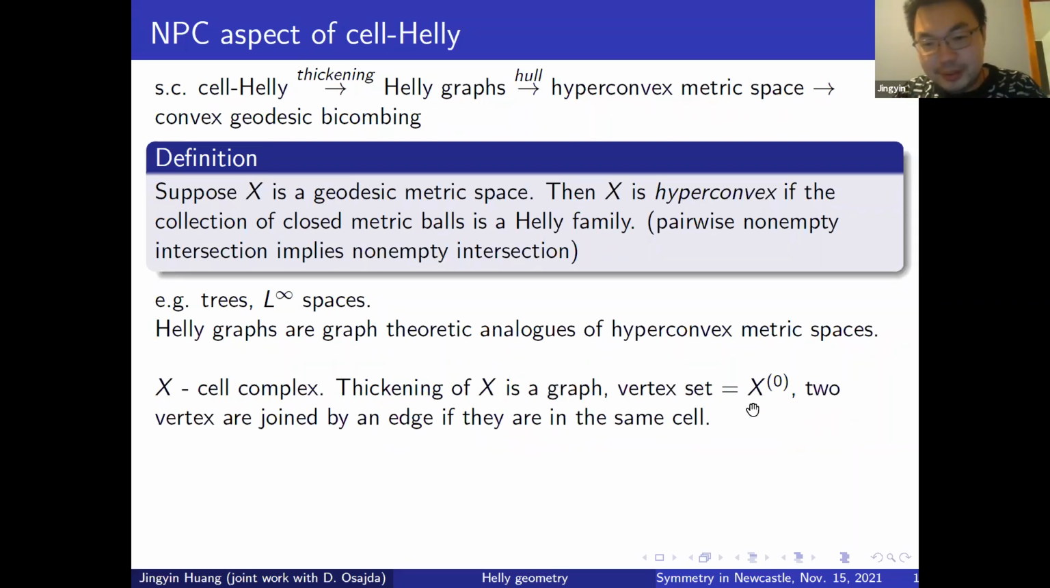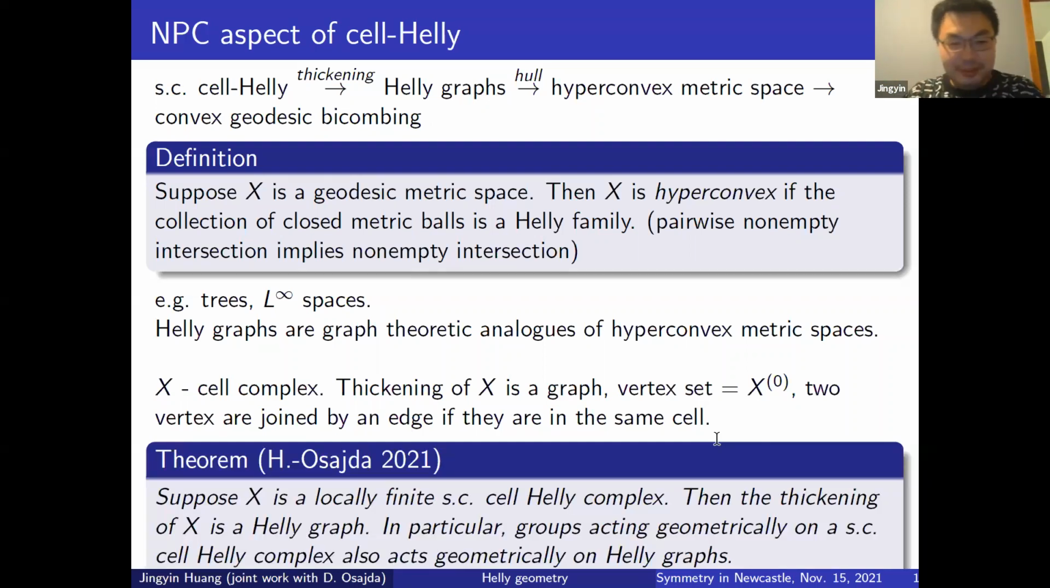The vertex set is basically made of the vertices of X. And then we claim that two vertices are joined by an edge if they're in the same cell. So I'm collapsing each cell into a simplex, if you like, or into a complete graph. Okay. So this is the thickening. And then we have the following theorem with Osajda.